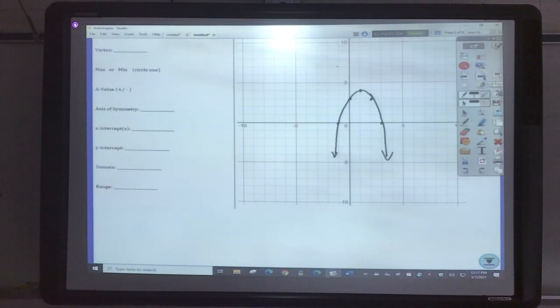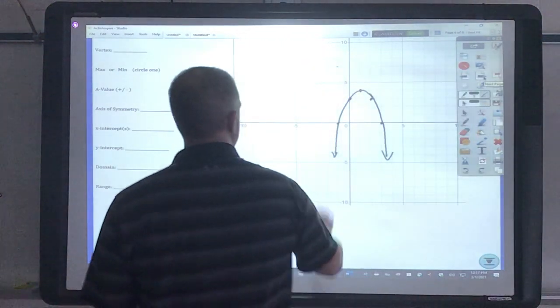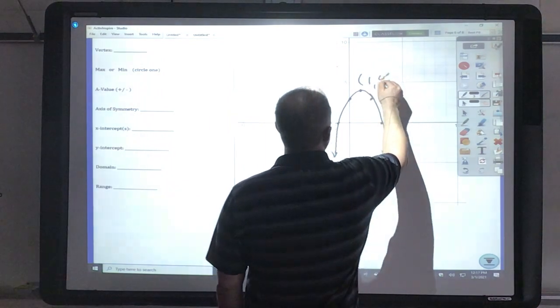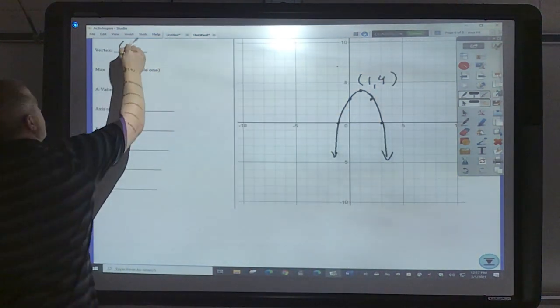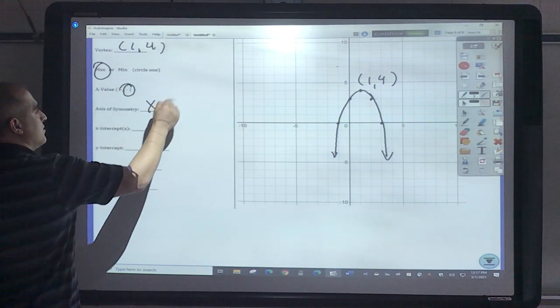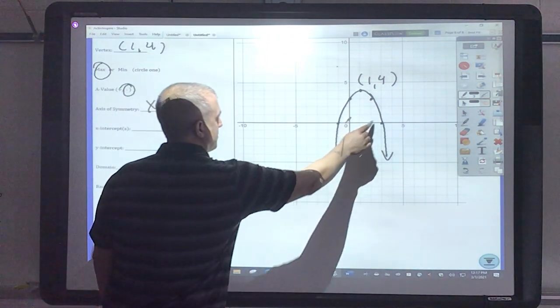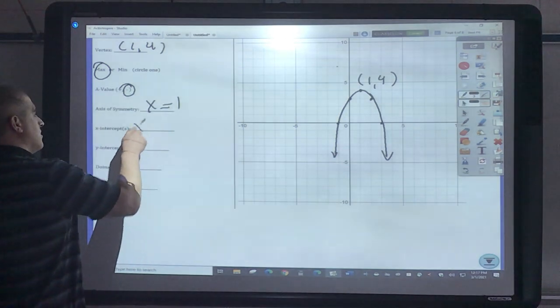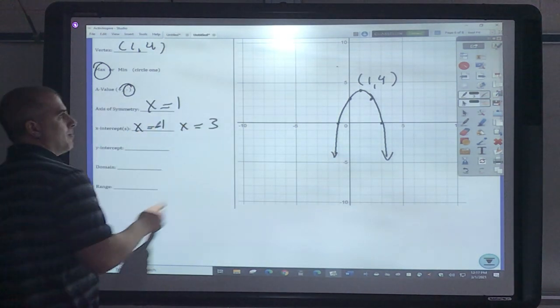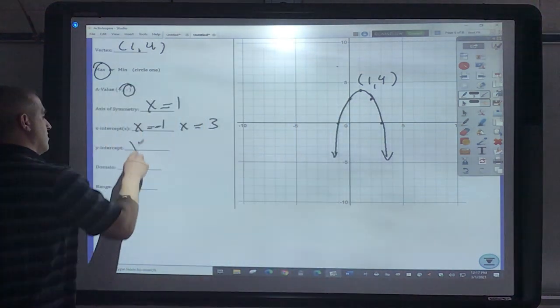All right. Let's go to this problem. I'm going to label my vertex. That's going to be 1 over, let's say 4 up. So I got 1, 4. That would be a max. The A would be minus. Axis of symmetry, x equals 1. X-intercept touches at -1, touches at 3. My y-intercept touches at 3.